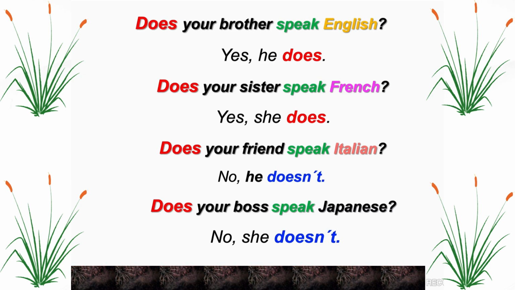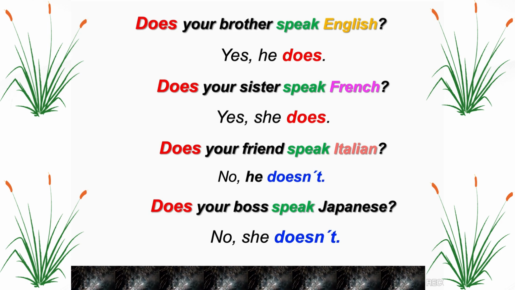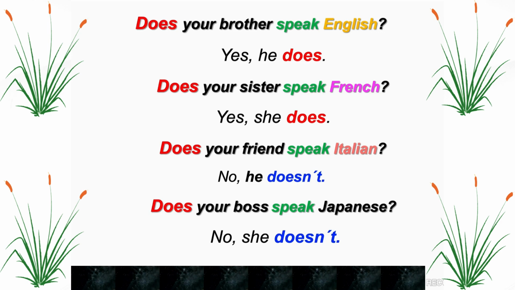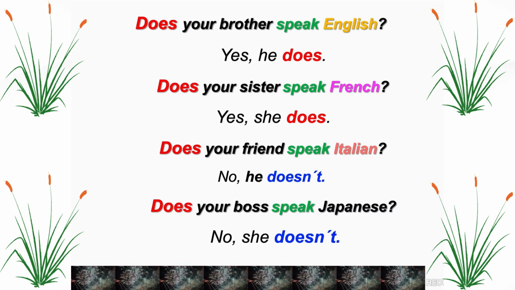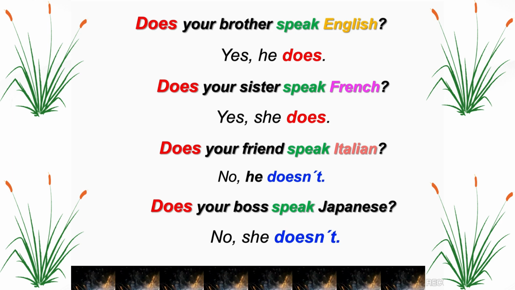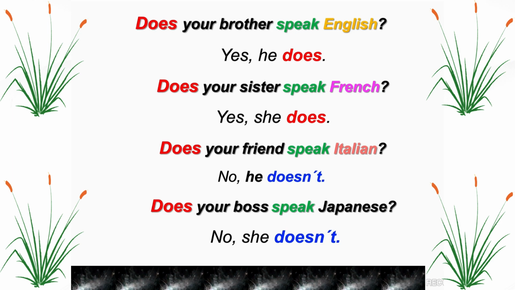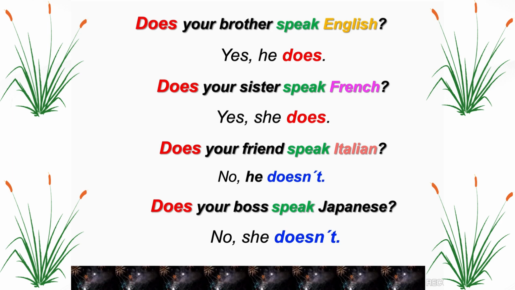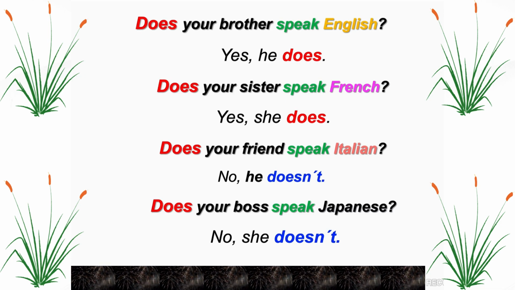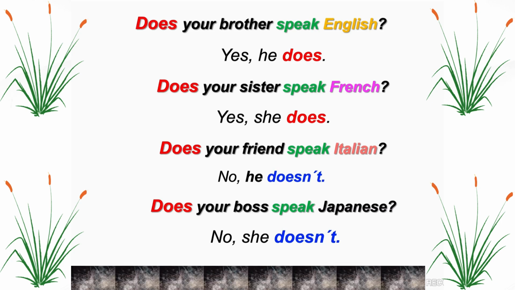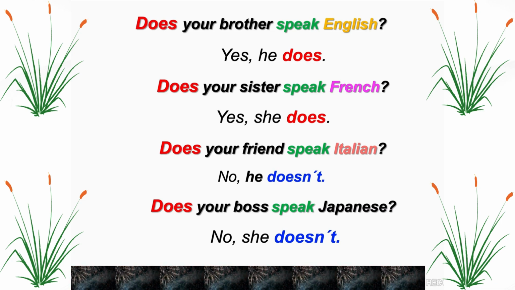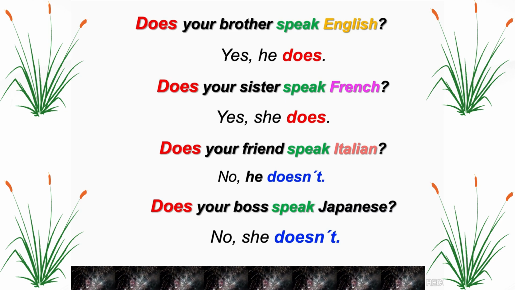So you see in these 4 questions, all of them start with does, and the verb is without s because it's the question form. And for the answer, we need to choose just yes or no. So in the first two questions, we have yes, he does, yes, she does. And in the second two questions, we have no, he doesn't, no, she doesn't. Let's go to the next slide.